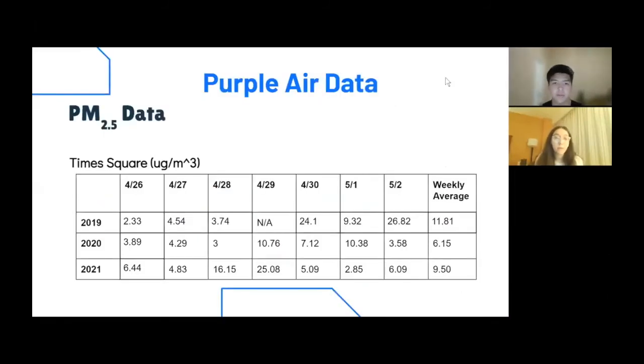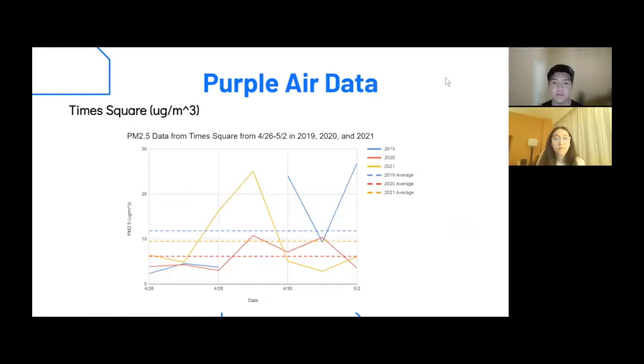So right here, we see the results from the PM 2.5 data from PurpleAir, specifically for our Times Square sensor. We have averages for our time frame of interest by year. So on the right, we can see that 2020 has the lowest PM 2.5 value as compared to 2019 through 2021. And this indicates the lower vehicle usage rates. This right here shows the same exact data, but graphically depicted. The solid lines show each data point on a daily level, and then the dashed lines show that weekly average.